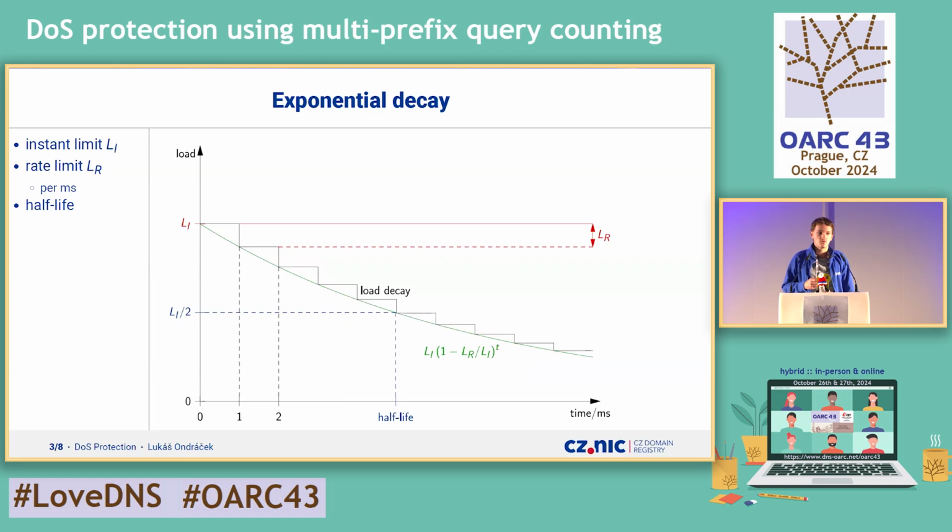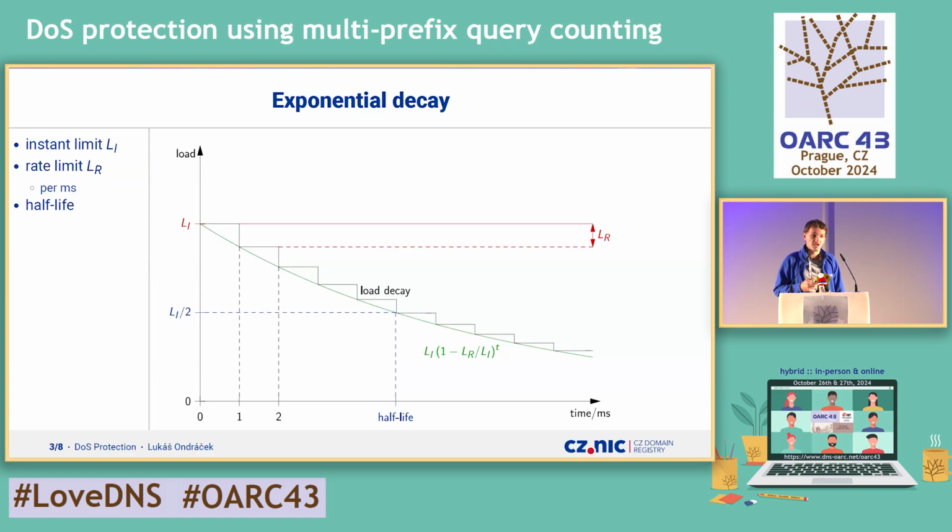It may be confusing how to set the two limits. So a simple advice is to set the instant limit according to what is considered to be the normal behavior of the clients, so how many queries we expect they will send in some short period of time. And we set the rate limit according to the performance of our server. It then gives us the half-life, which tells us how often we can handle the normal behavior of the clients.